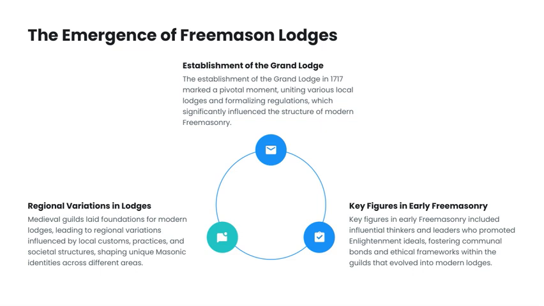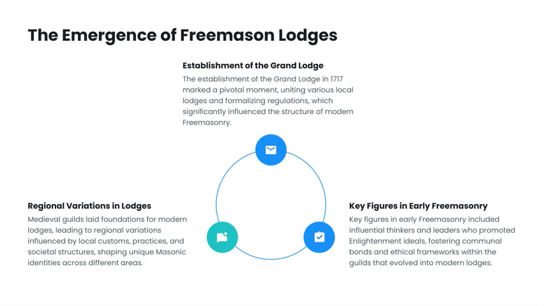Before that, medieval guilds served as the foundational roots for these lodges. These guilds were the early social and professional networks, and over time, they evolved into regional lodges. Because they developed in different areas, they started to reflect local customs, practices, and societal structures. This is how we see the formation of unique Masonic identities across various regions, each with its own flavor but still connected to a shared purpose.